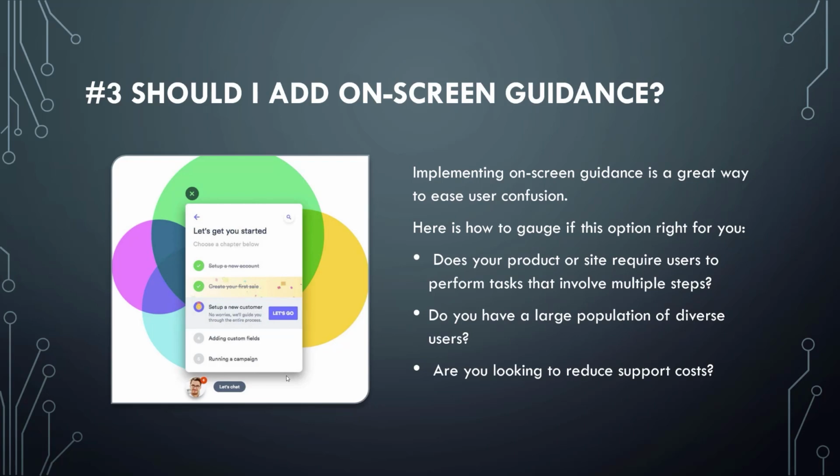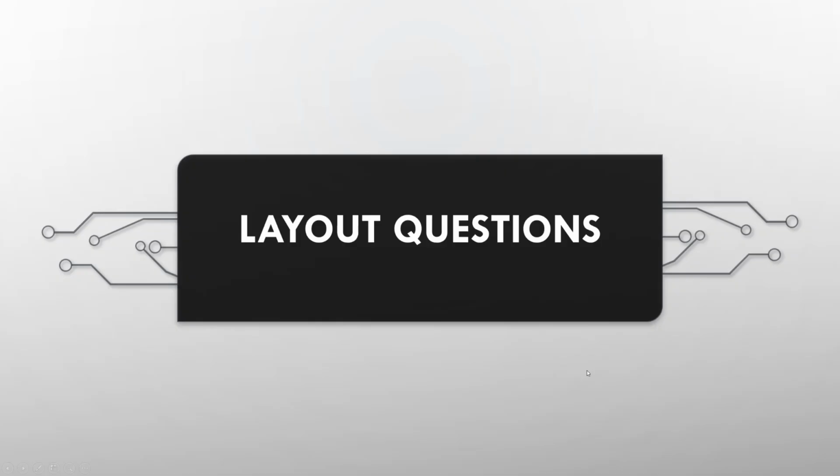So just try to think about where you might want to have feedback, what would be appropriate or not. And some things that you could think about to determine that. Does your product or site require users to perform tasks that involve multiple steps? Do you have a large population of diverse users? Are you looking to reduce other types of support?